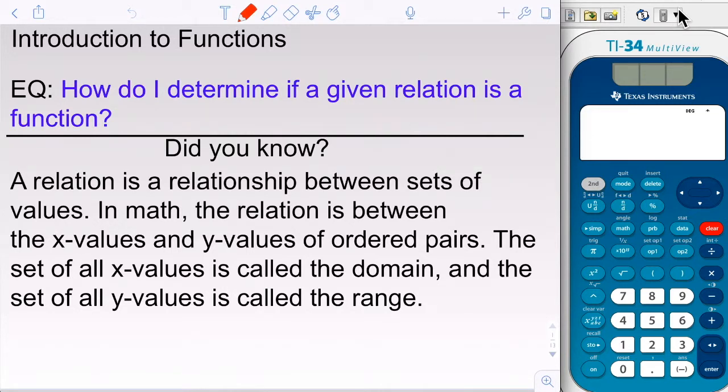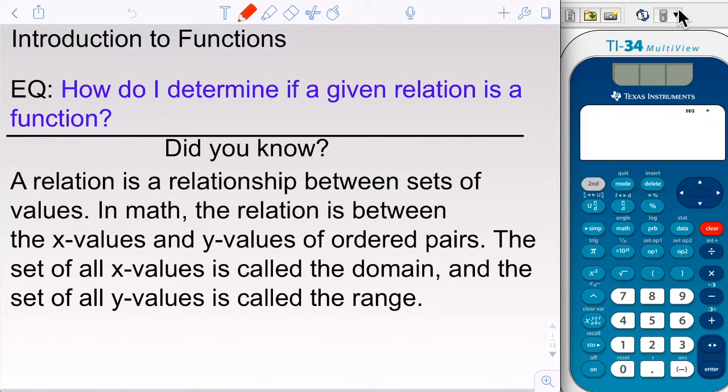We're going to start this unit, our fifth unit, which is going to be all about functions. We're going to learn lots about them, but we've got to start out with figuring out what a function is. How do we know what a function is, and what it looks like in all the various different forms? There's a bunch of different ways you could write, show, or represent a function, so we're going to figure that out in this lesson. The essential question says, how do I determine if a given relation is a function?